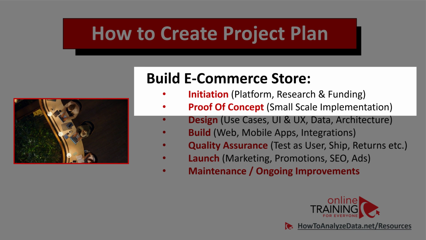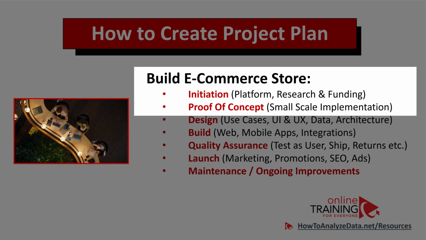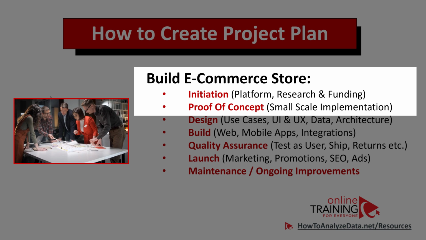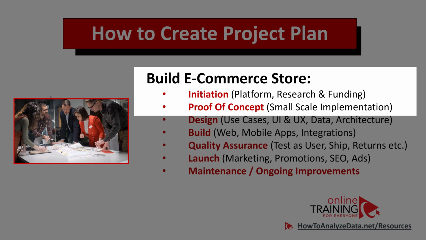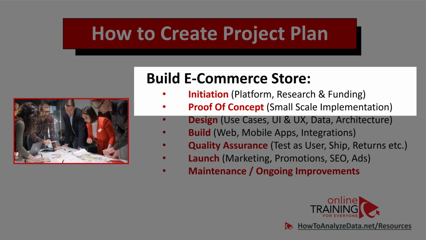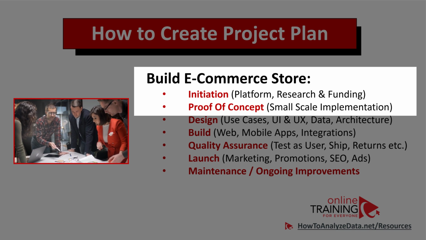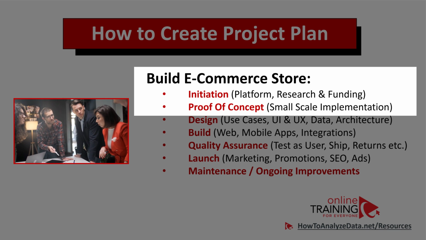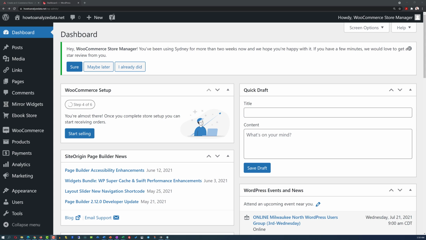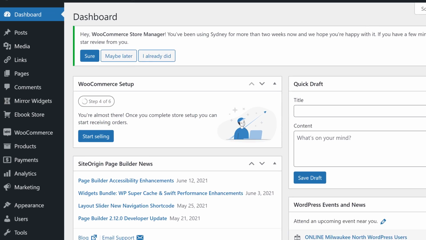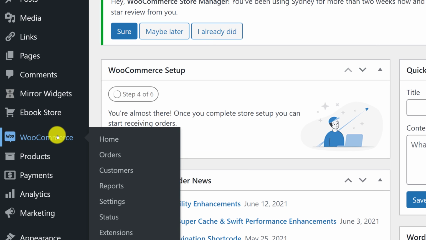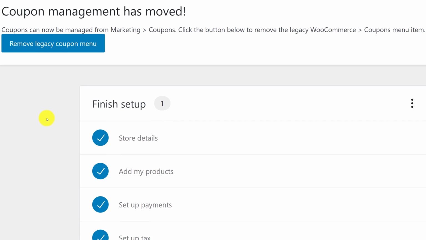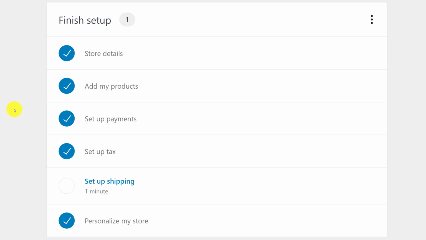During the proof of concept phase, you do a small-scale implementation. For example, if you were to build an e-commerce store, you would try to go live with a small store, maybe selling instead of 100 products, just 10 products, or maybe selling the full scale of products, but presenting it to a smaller list of customers. For example, I'm in WordPress right now, and I have access to the WooCommerce plugin. If we click on WooCommerce, you see that there are a lot of steps associated with the store setup. And in fact, finishing the store setup might be a proof of concept.